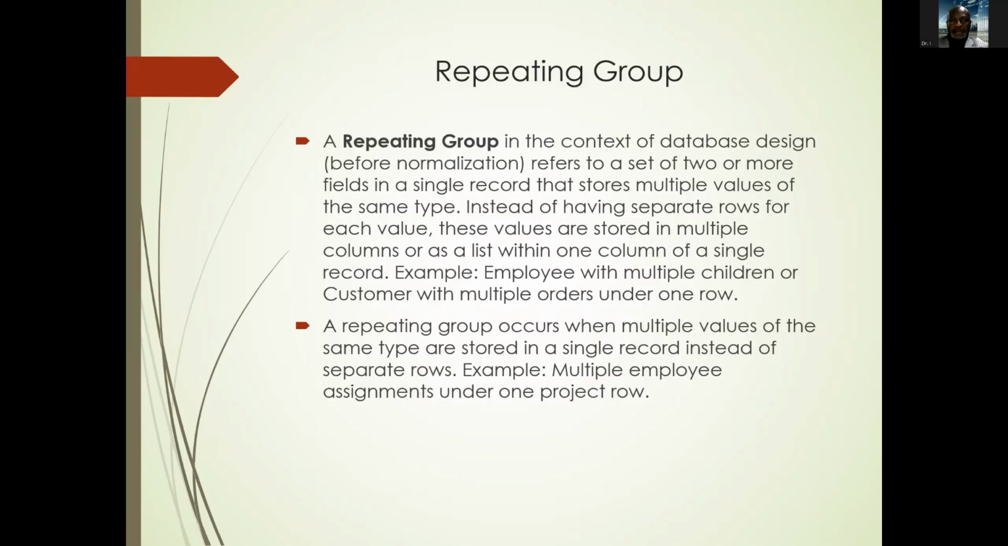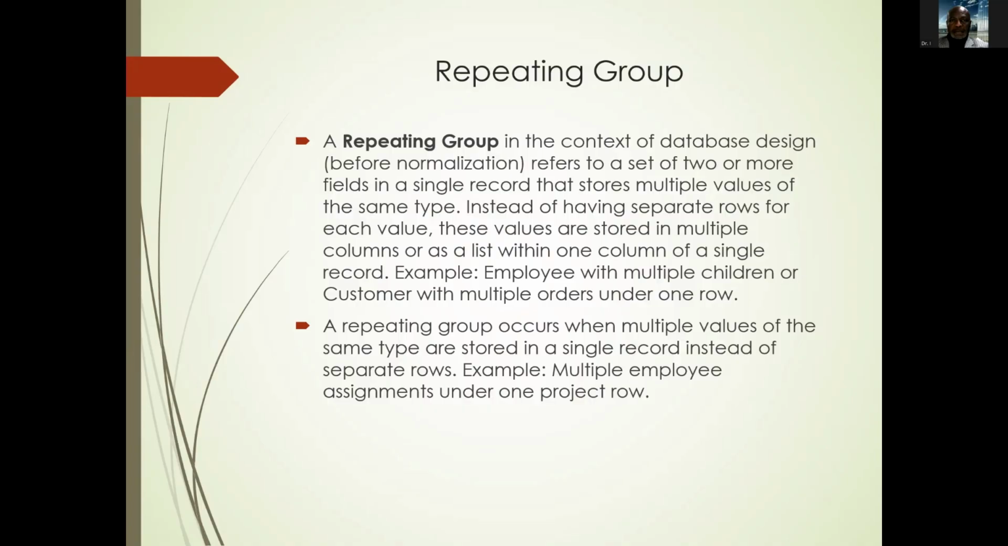With respect to the repeating groups that I mentioned earlier, in the context of database design, that is before normalization, this refers to a set of two or more fields in a single record that store multiple values of the same type. Rather than having separate rows for each value, these values are stored in multiple columns, as a list within one column of a single record. For example, an employee with multiple children or a customer with multiple orders under one row.